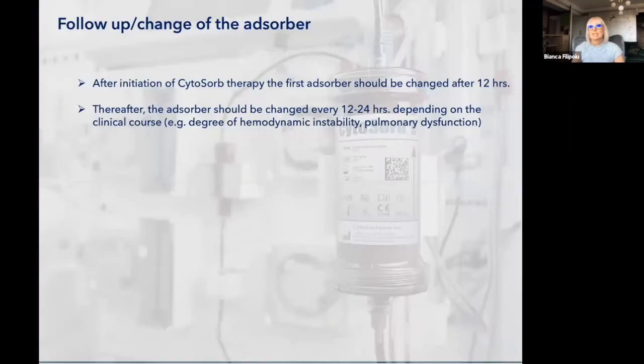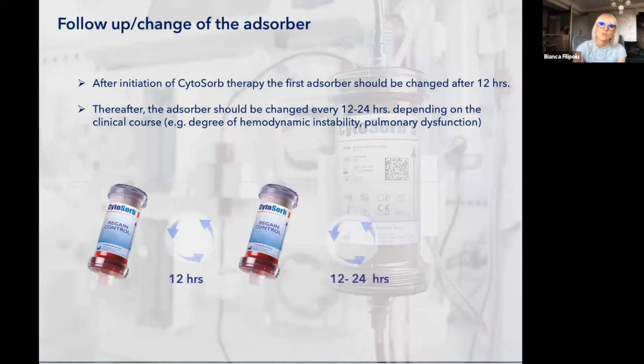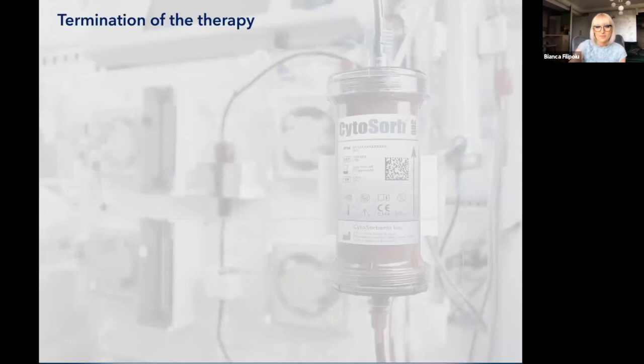So after we initiated the treatment with Cytosorb, we have to see what's happening in the next 12 to 24 hours, because we are dealing with hyperinflammation, a very aggressive one actually. We recommend in case of patients with COVID to change the first adsorber, only the first one, after 12 hours, and the next ones can last for 24 hours. And then we will evaluate the patient again on day 2, day 3, to be sure whether there is a need of continuing Cytosorb treatment. So first one 12 hours, the next one 24 hours without any problems.